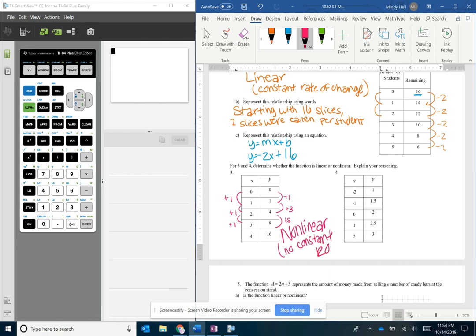Okay, so then for number 4, looking at it, our x values go up by 1 every time. And then our y values, we go 1 to 1.5 would be plus 0.5. 1.5 to 2 is another plus 0.5. 2 to 2.5 and 2.5 to 3 are all plus 0.5. So because they have the same rate of change between the x and the y values, this is going to be linear. So constant rate of change.